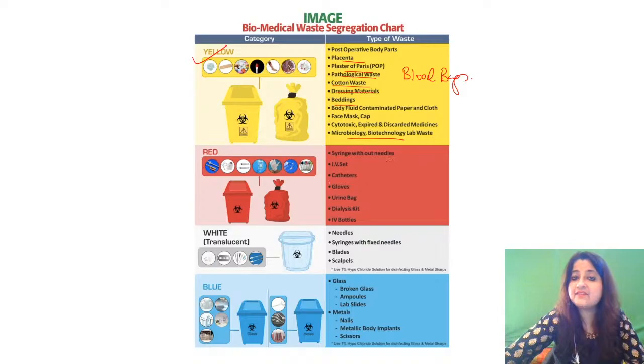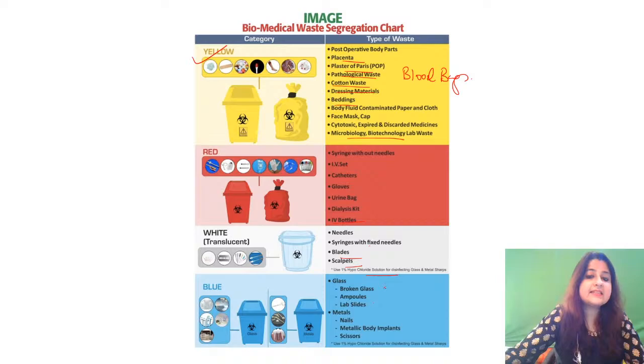Red mein kya kya jata hai, just to sum up, syringe without needles, IV set, catheters, gloves, urine bag, dialysis kit, IV bottles. White mein all the needles, all the sharps go, okay. White may be also sometimes you can put these blades, scalpels, needles. And blue, finally, you have to pre-treat with 1% sodium hypochlorite: broken glass, ampules, lab slides, nails, all these things are going into it. Metallic nails if it is like the orthopedic implants.